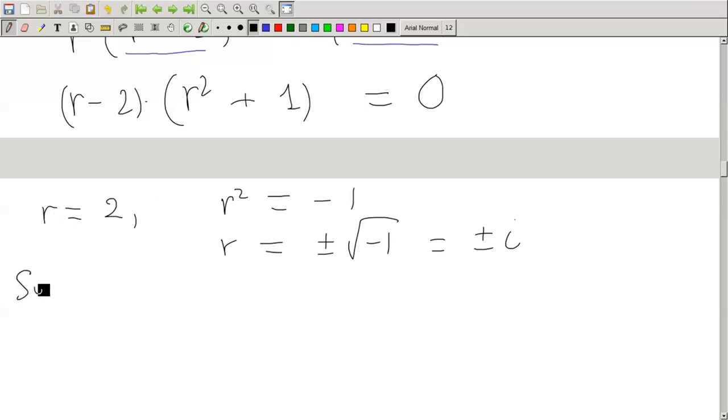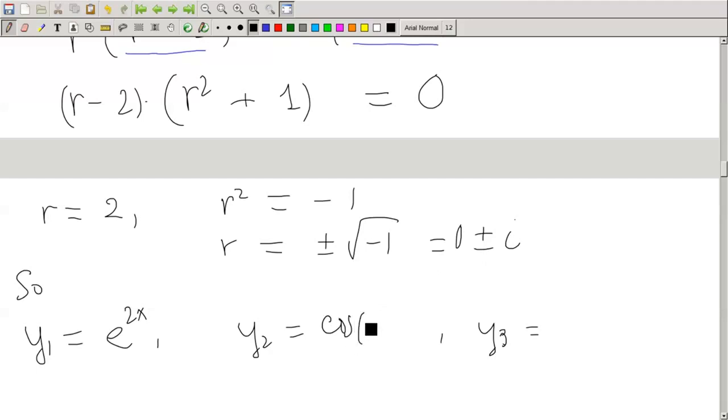So from here, we can take y1 to be e to the 2x, and y2, y3 come from the imaginary root right here, which is 0 plus or minus i. Because of the 0 here, we don't have an exponential. We only have sine and cosine. So cosine x and sine x.